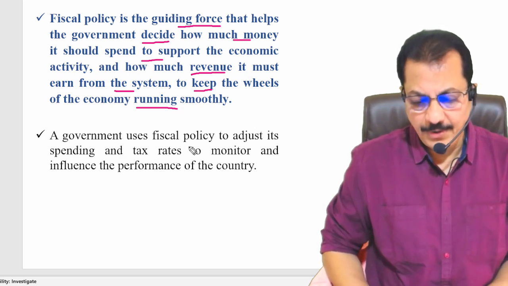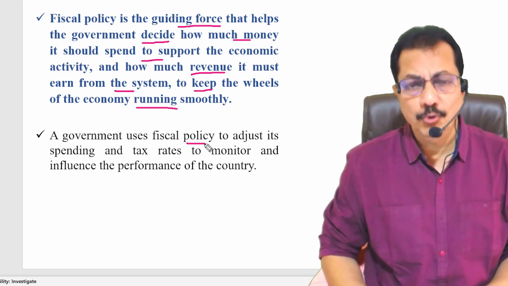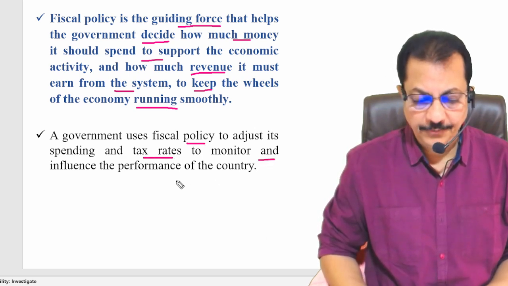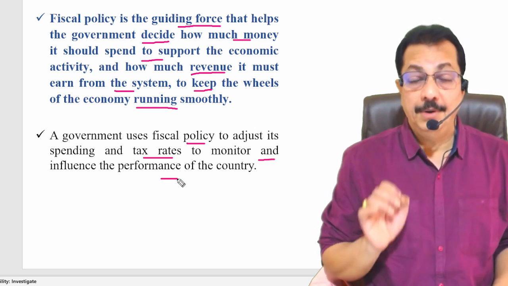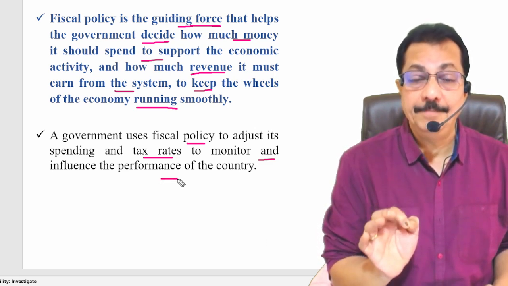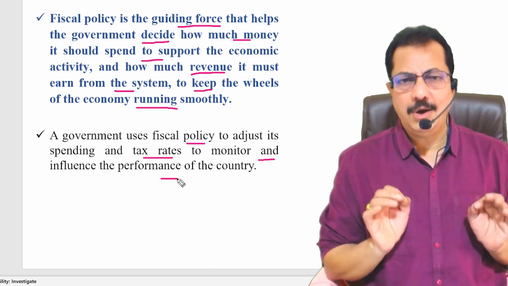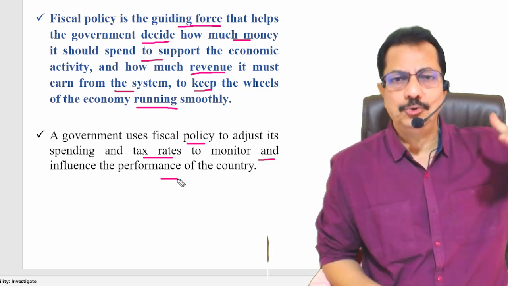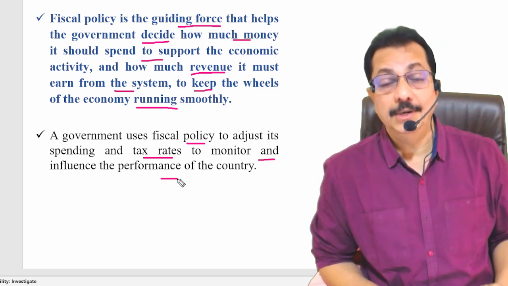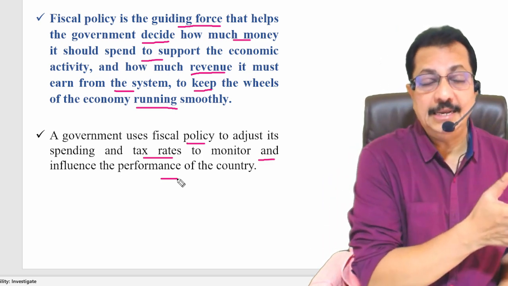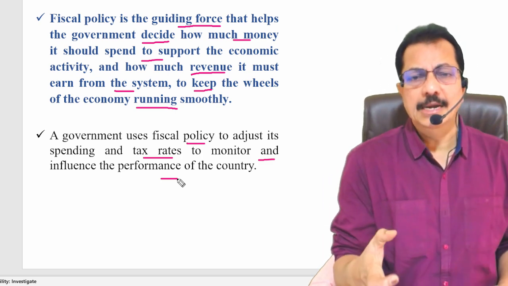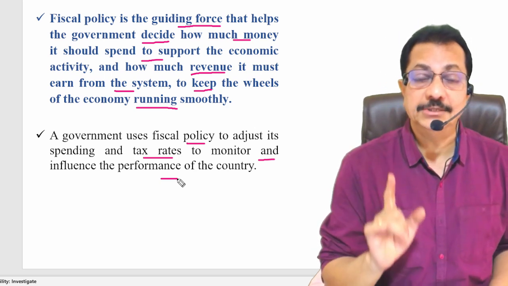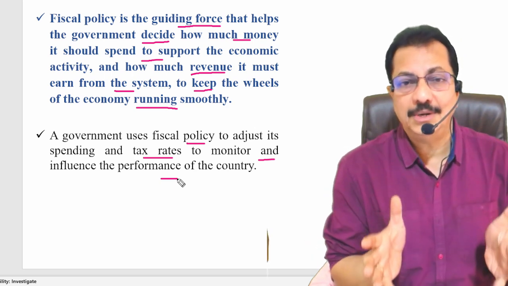Now, the government uses fiscal policy to adjust its spending and tax rates to monitor and influence the performance of the country. Performance of the country means performance of the economy. Our economy should grow. We have to become very strong economically. Then only we will be in a position to compete with the other countries in the world. That is the reason why, if you look at our 1991 situation and today's situation, India became very strong with respect to our economy, and all became possible because of the economic reforms that were introduced by the government in the year 1991.